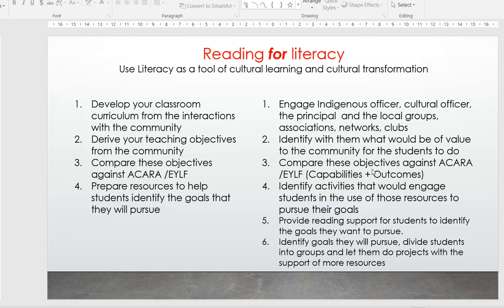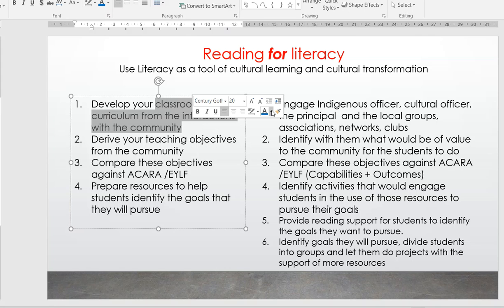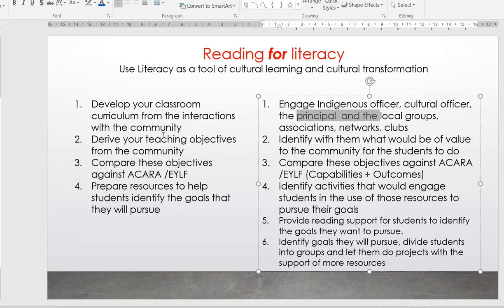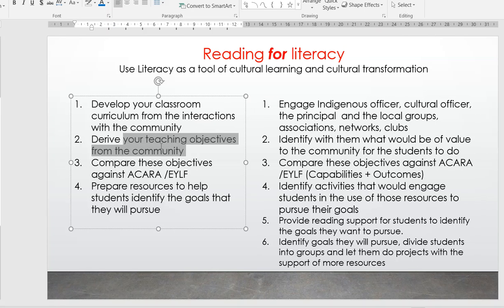By engaging with those communities, your life becomes more interesting, but also the life of your students becomes interesting. So develop your classroom curriculum from your interactions with the community. What is out there? What is it that they need? So the second point is: derive your teaching objectives from the community. And now I translate this into the second point on the right. So this is the principle and this is the translation into practice.